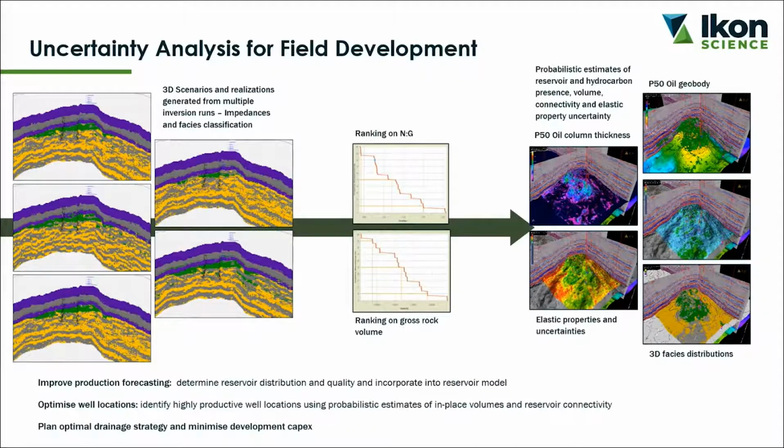So once we derive these sets of multiple scenarios and realizations, again as recipes, you can then do a multi-realization analysis. So for example, in the middle there, we're looking at ranking. So you've got in those plots on the y-axis, the probability of exceedance, and the upper one is versus net to gross, and the lower one is gross rock volume. You can then start to pick out individual scenarios which represent that uncertainty space, or you can do things like look at P50s, etc. So on the right, then we can start to make probabilistic estimates of reservoir and hydrocarbon presence, connectivity, etc. And all of this you can do in RokDoc, and we see some 3D visualization of that from our 3D viewer.